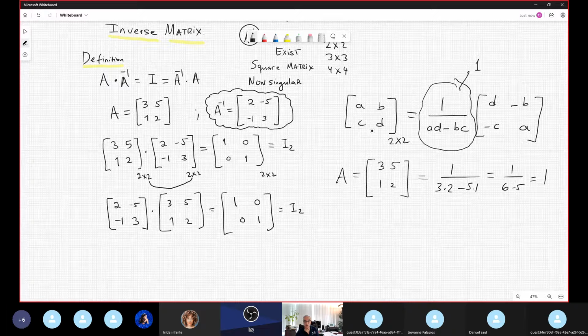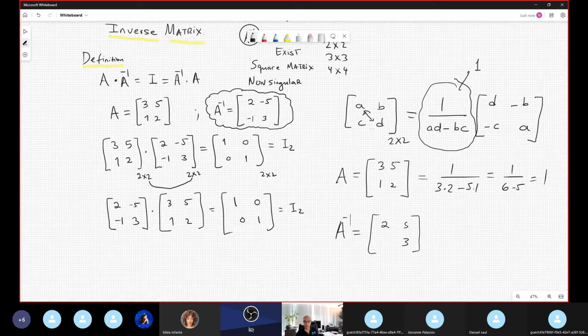So now the easy way to remember that: you interchange A and D. I put A in the place of D, I put D in the place of A, swap the position. B and C stay the same, but I change the sign. When you want to find the inverse matrix, remember, you multiply by this factor, in this example 1. You interchange 2 and 3, and 5 and 1 stay the same but with the opposite sign, and you get this answer. Super easy.